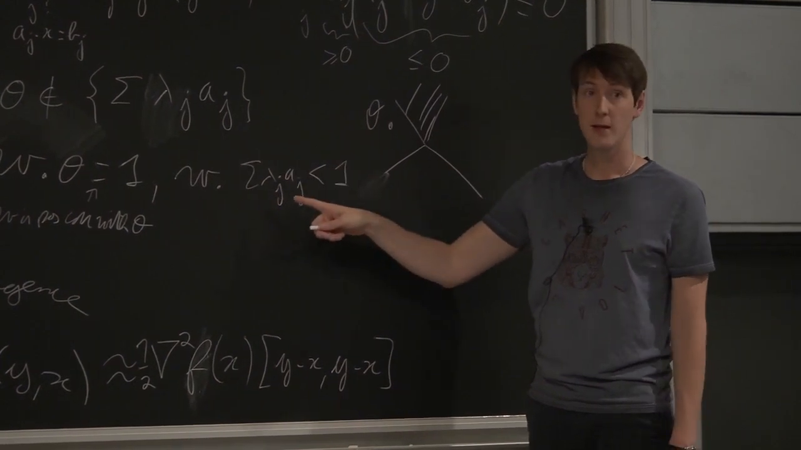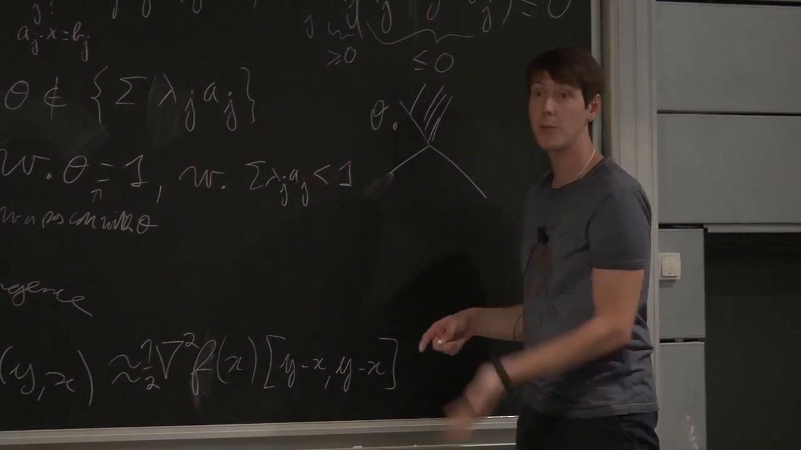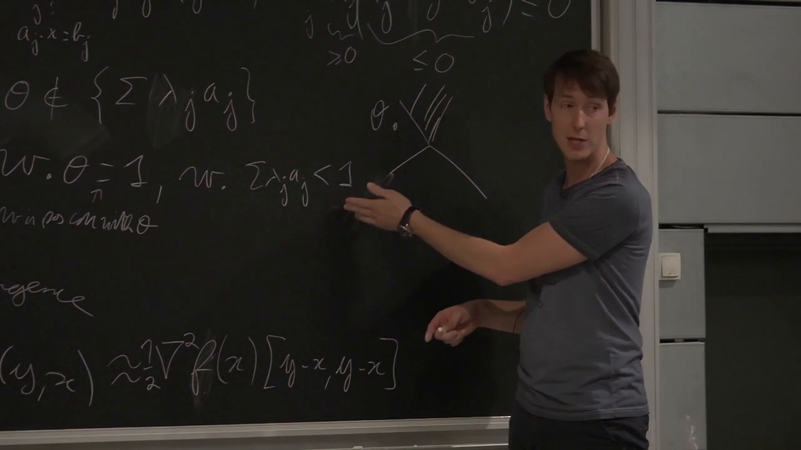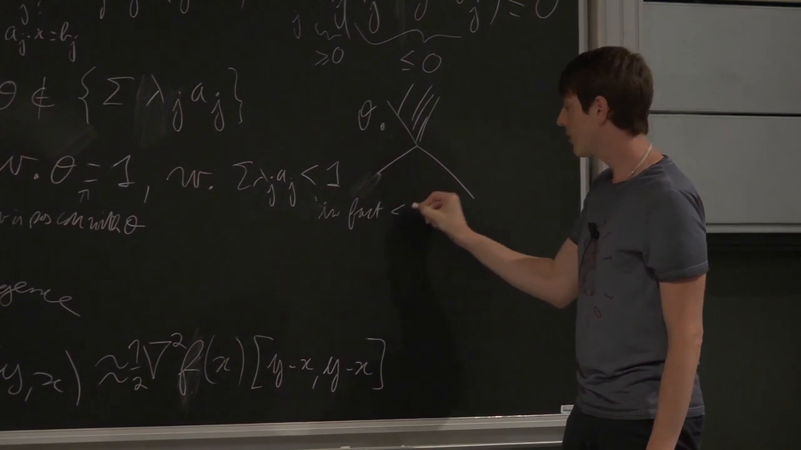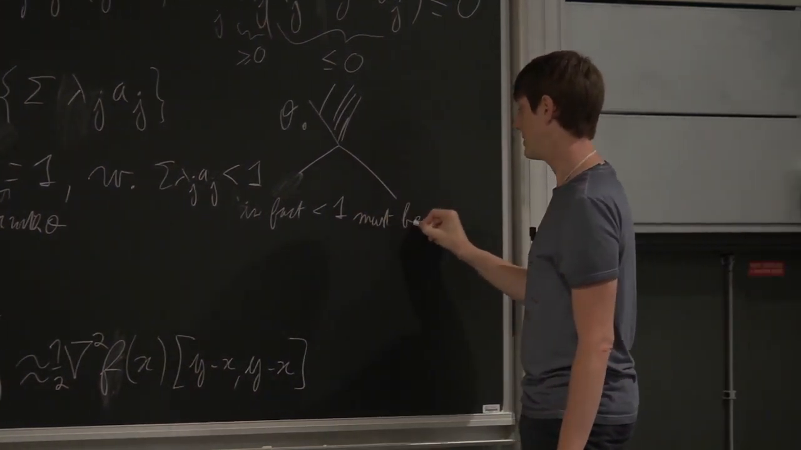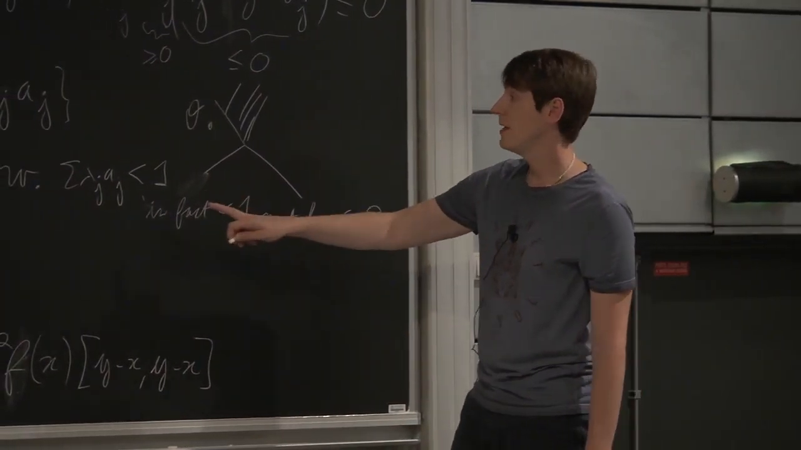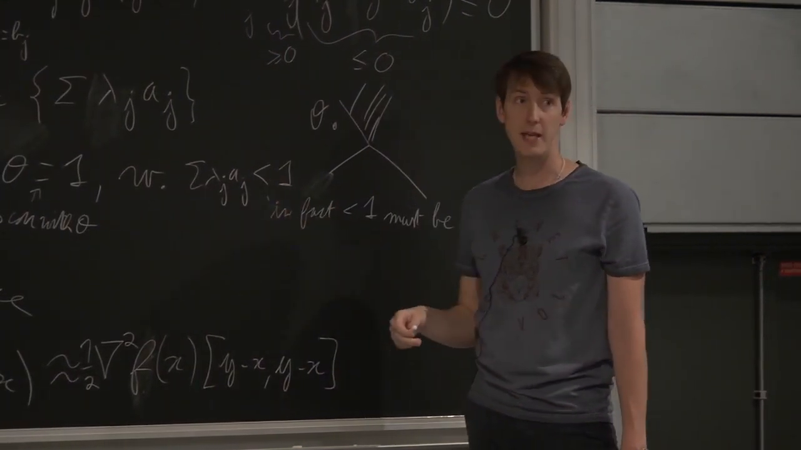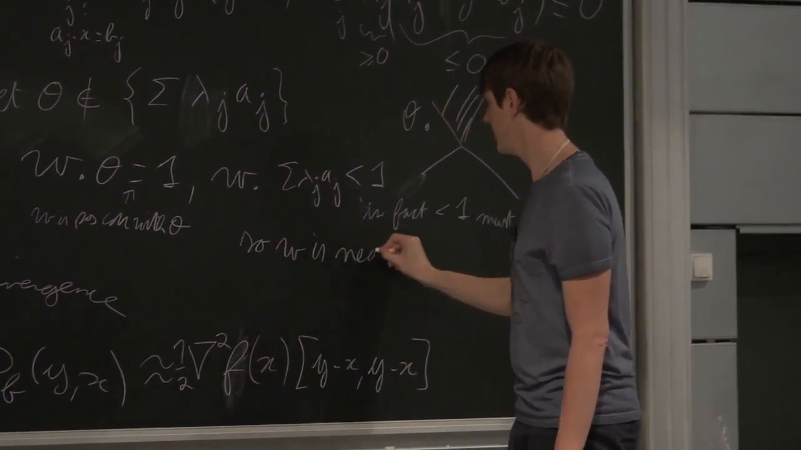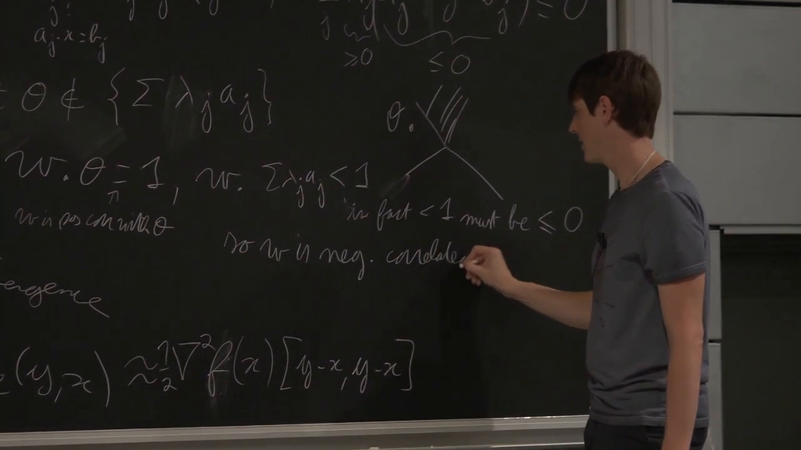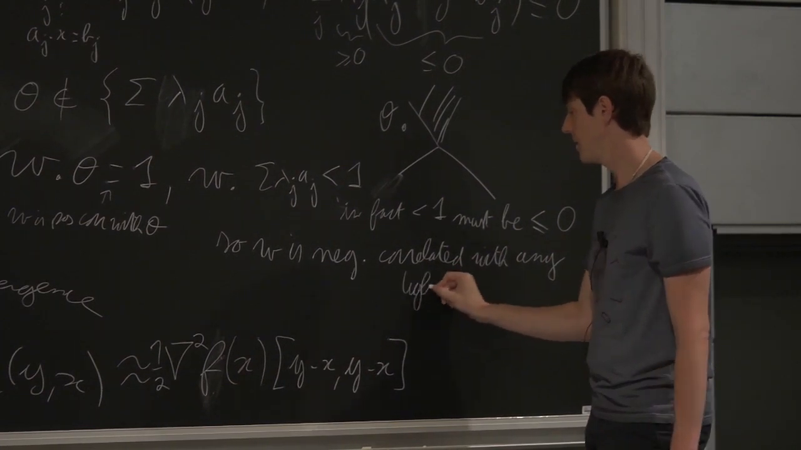And this doesn't just mean it's negatively correlated, but in fact it does mean it's negatively correlated, because this is a cone. If there was a value of lambda for which it's strictly positive, I can just multiply this by a very large number and get anything bigger than 1. So in fact, less than 1 must be less than 0. Okay? So w is negatively correlated with any of the tight aj.